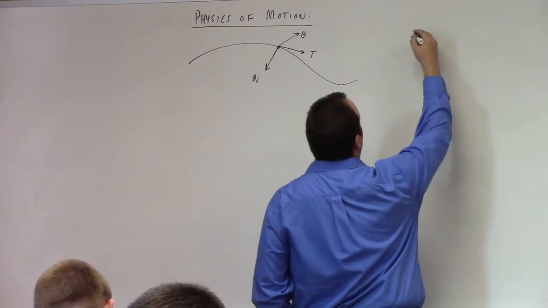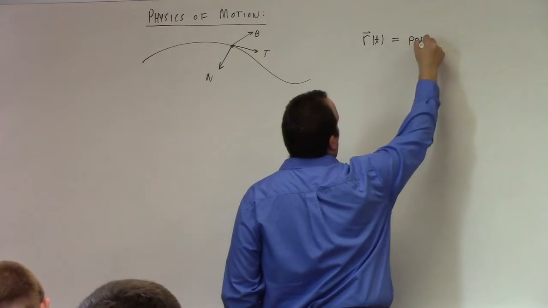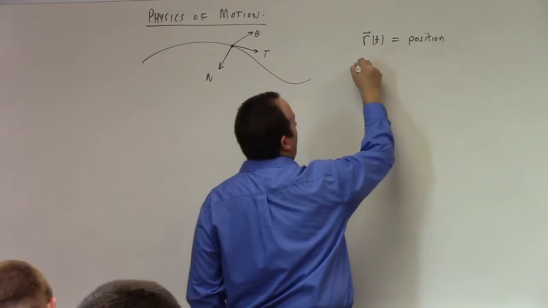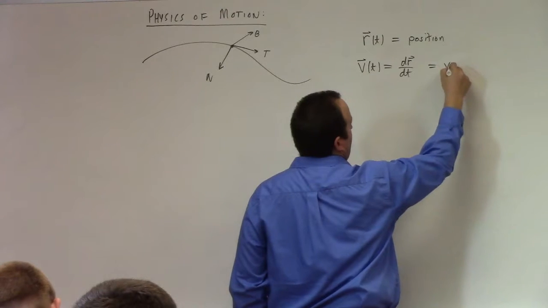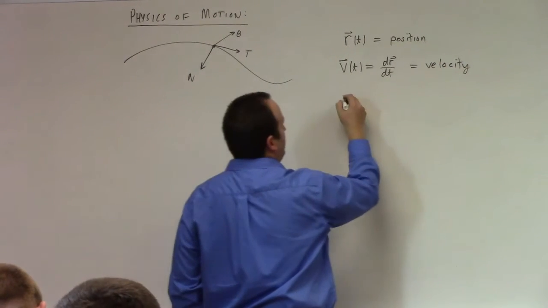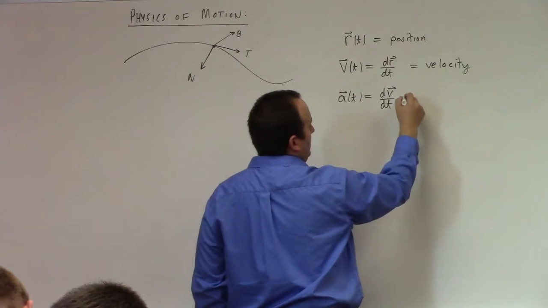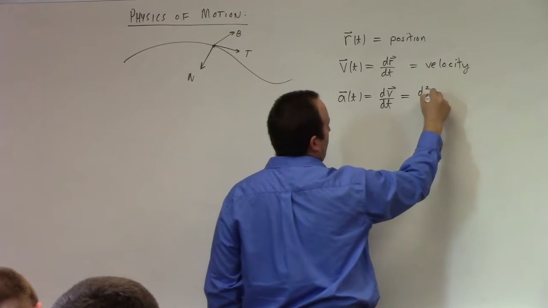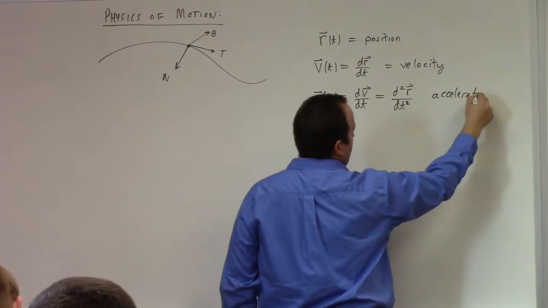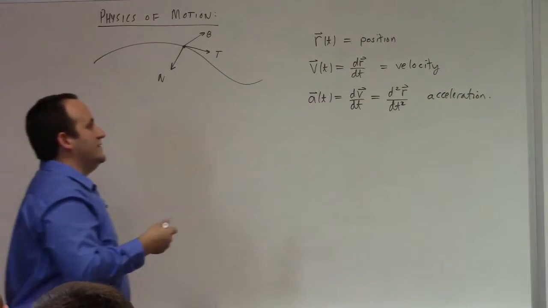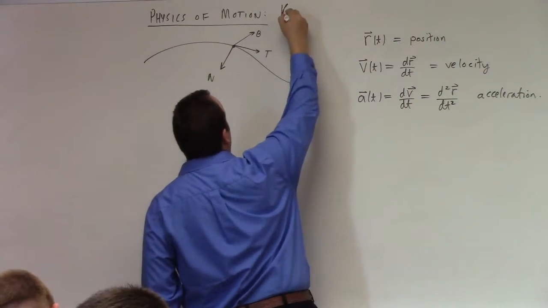It's just the physics of motion. So start with r of t, the position. What's the velocity? v of t is dr/dt. Instantaneous velocity, of course, is a vector. How about the acceleration? That's dv/dt, which is, by the way, also d squared r/dt squared. Now, there are other things you care about. What else do you like to talk about when you're studying kinematics? Kinematics is just the study of motion.